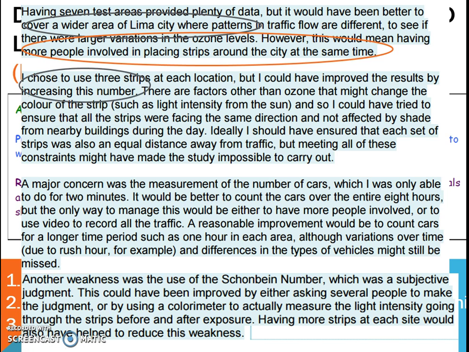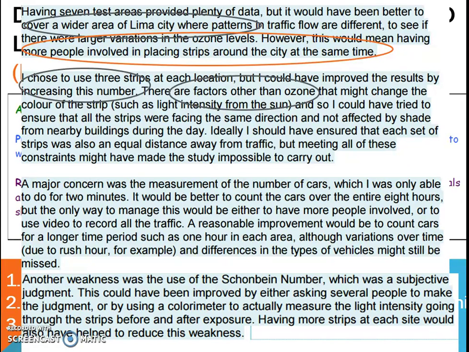Another thing, they could have increased the number of strips because they only did 3 strips for data at each location. Now, they overall had sufficient data, and we know that there's the 5 by 5 rule, so it could have been better. And they say that there were also other factors other than ozone that might have impacted the chemistry of the color change of the strip.